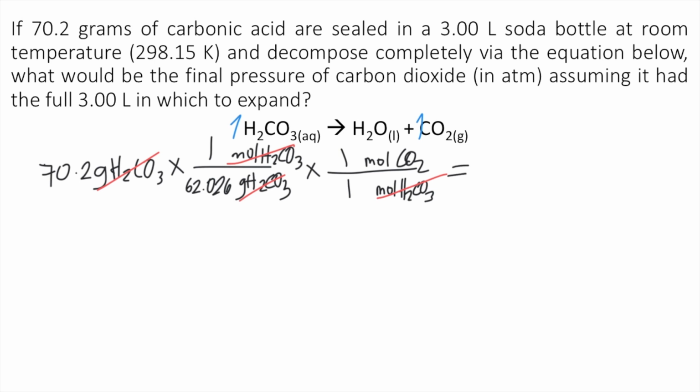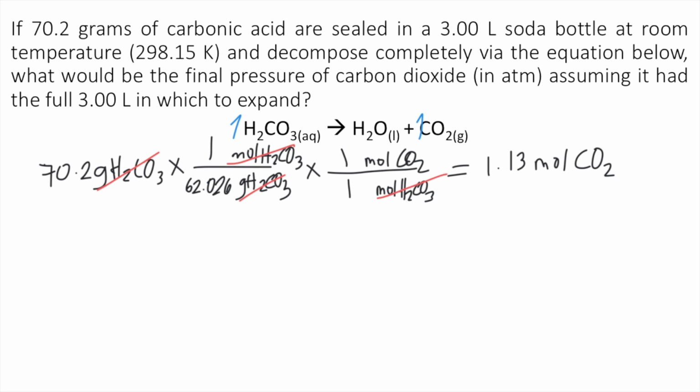And then you can grab your calculator and solve for the moles of CO2. So that's 70.2 times 1 divided by 62.026 times 1 divided by 1. So from that, you will get approximately 1.13 moles of CO2. So now that you have the moles of CO2, we can now proceed to the second part of the solution, which is using the ideal gas law.